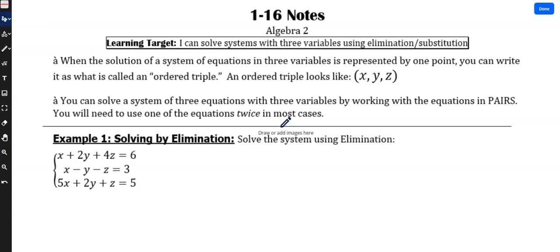What if you have three variables? Then what we're looking for is really what's called an ordered triple. It looks like a coordinate, but it's three-dimensional. So it's got X, Y, and Z. And yes, there are three-dimensional graphs and computers that do that kind of stuff.